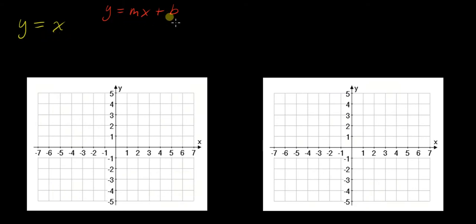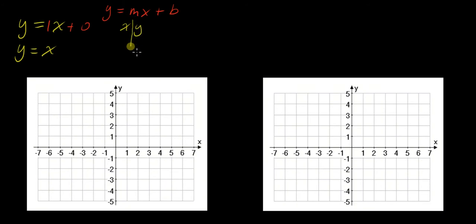Well, it doesn't look like there's an m and a b here, but there actually is. What would m be? Well, x is the same as 1x, so the multiplier in front of x, m, is 1 in this case. What would b be? Well, you could say there's a 0 here. This is the same as y equals 1x plus 0. But for our purposes, we'll just think of it like this. Either way is fine.